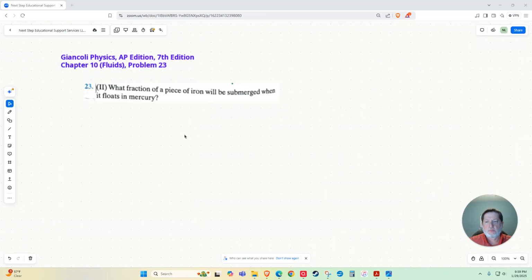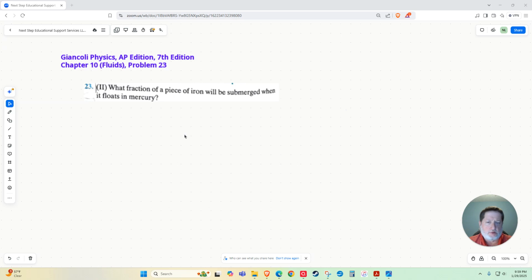Okay, this is Giancoli Physics AP Edition, 7th edition. We are in Chapter 10, Fluids. We're working on problem 23 today, so let's jump in. That problem reads, what fraction of a piece of iron will be submerged when it floats in mercury?